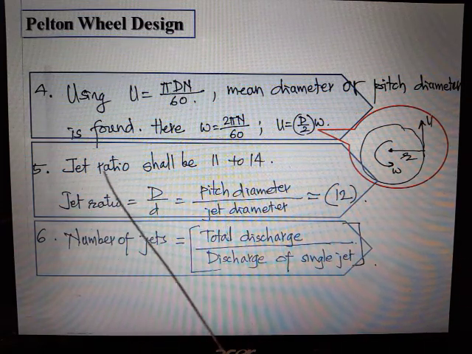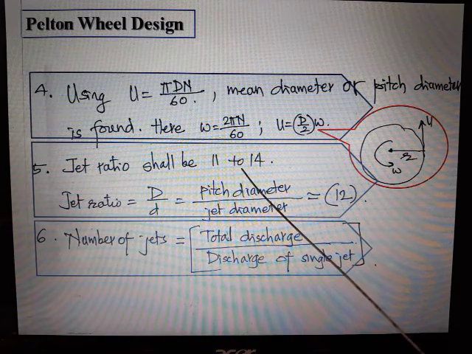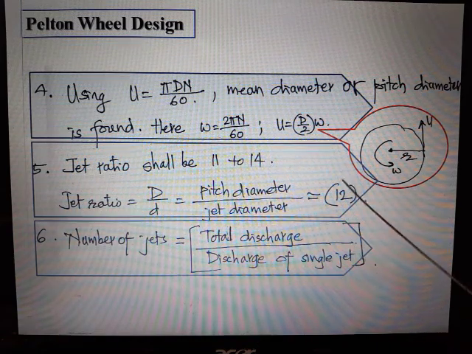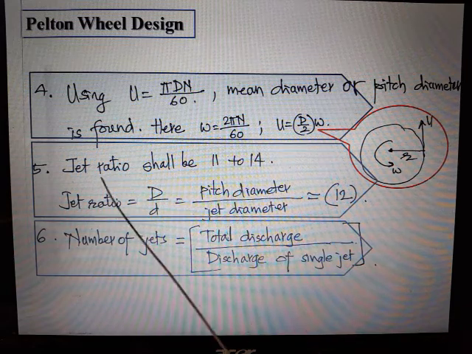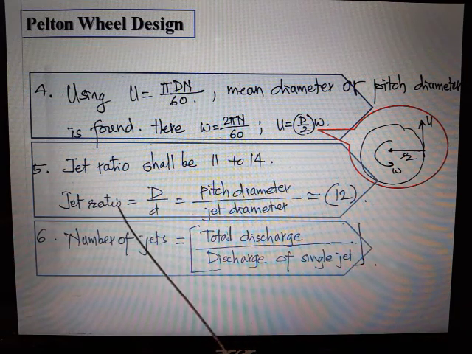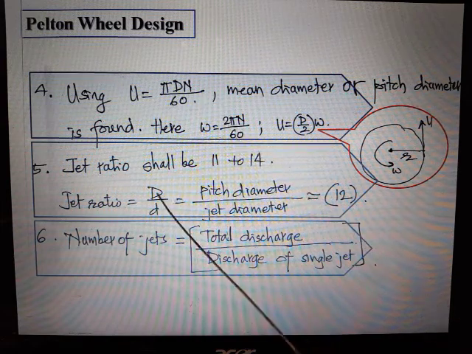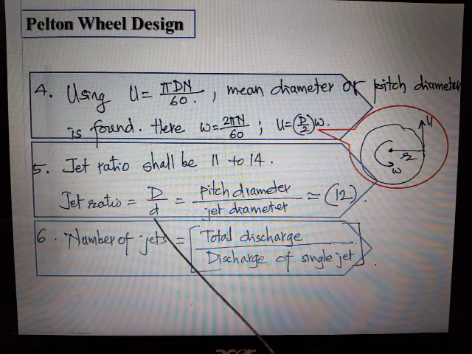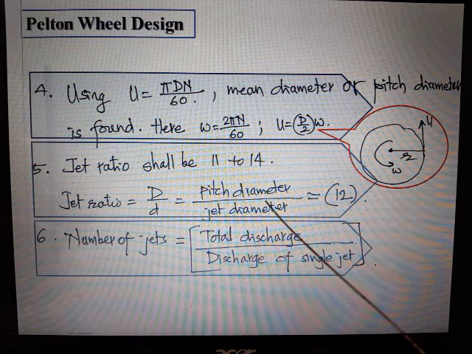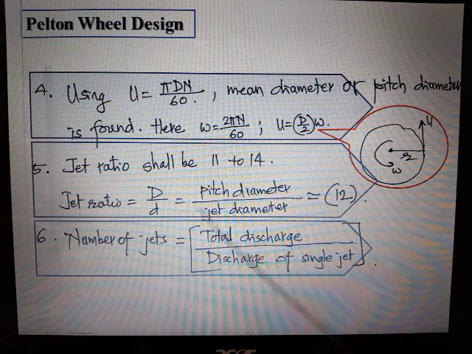Then next, the jet ratio shall be of the order of 11 to 14. Generally it will be taken as 12. Now what is the jet ratio? It is nothing but the diameter of the wheel, which is calculated here, divided by the diameter of the jet. So that ratio is taken as around 12.